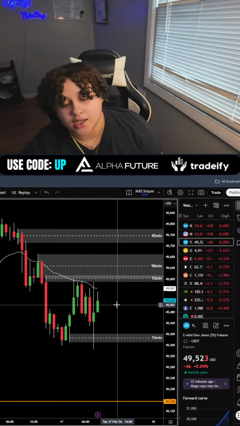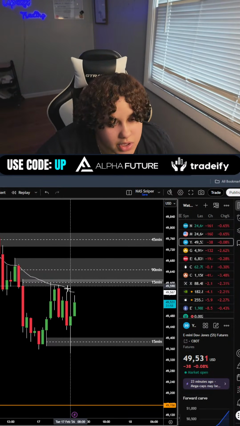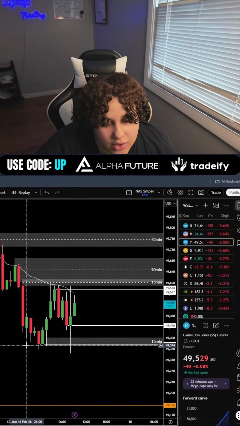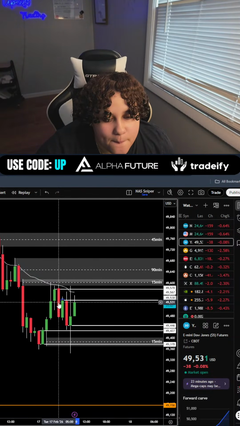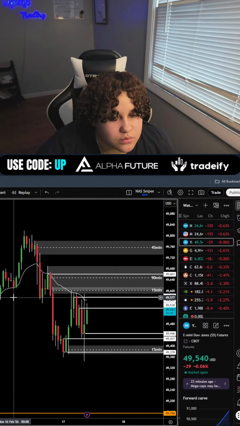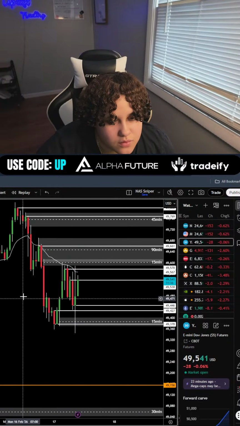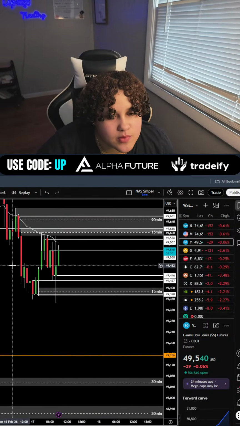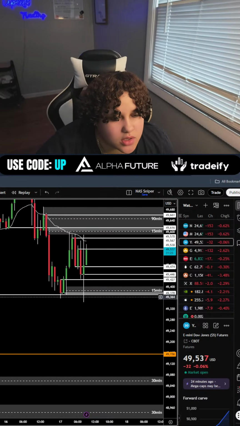But yeah, I like how US 30 looks on the bigger time frame. For me, I won't trade it unless it goes up once it opens, because if it goes down, I'm most likely gonna miss out on that move. Okay.